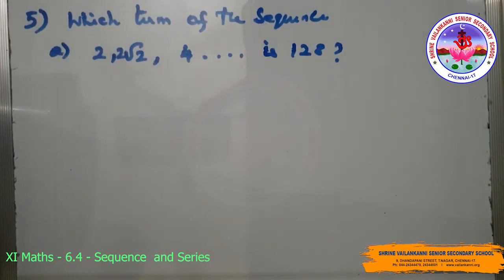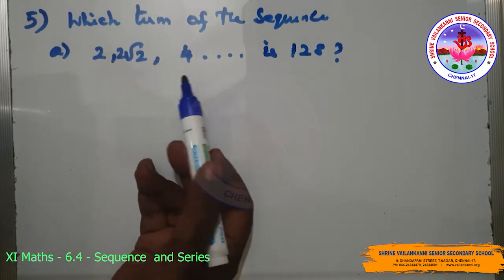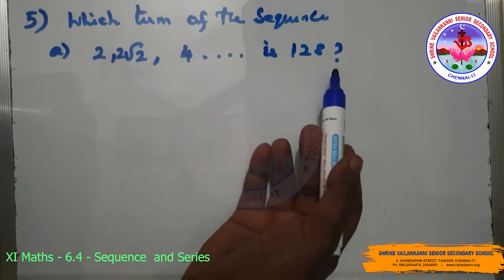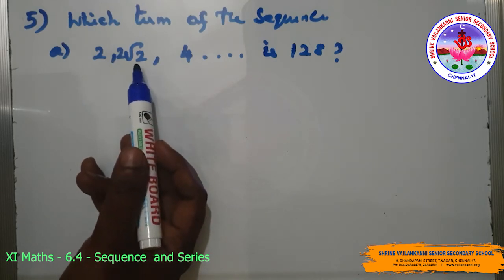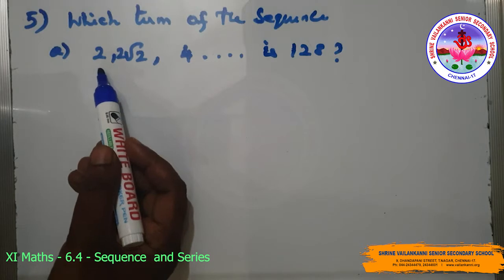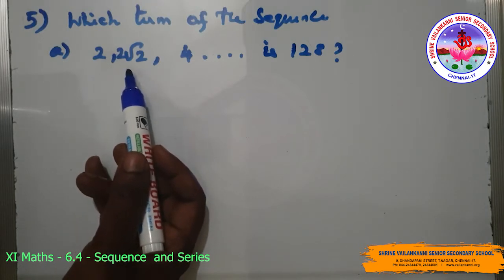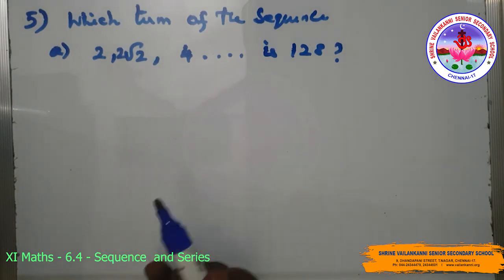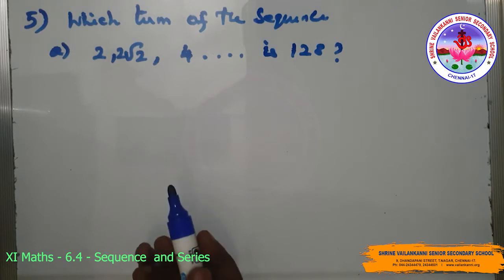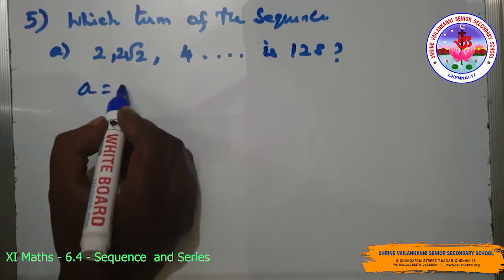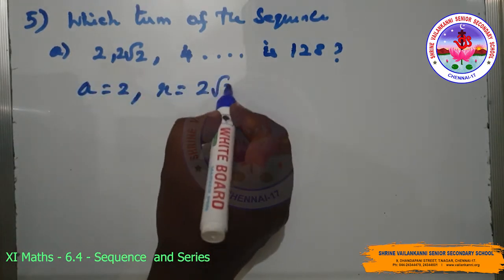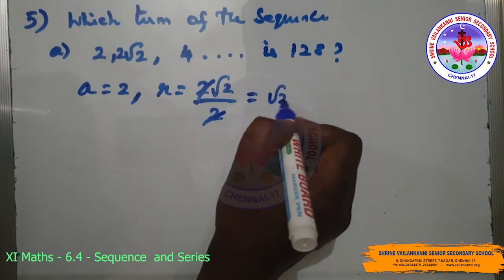Fifth question. Which term of the following sequence, the first subdivision: 2, 2 root 2, 4, etc., is 128? a is 2, the first term, and r is a2 by a1, 2 root 2 by 2, which is root 2. Then we have to find which term of the sequence is 128, so we have to find the nth term. The given sequence is 2, 2 root 2, 4, etc., a equal to 2 and r equal to 2 root 2 by 2, which is root 2.